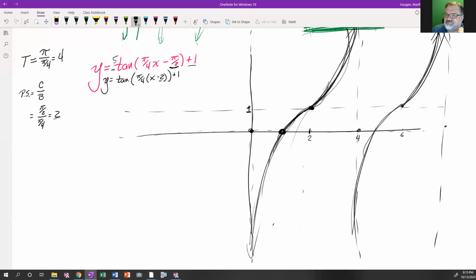So using those same ideas that we use for sine and cosine, we can graph tangent. So play around with that. If you have any problems with it, let me know.